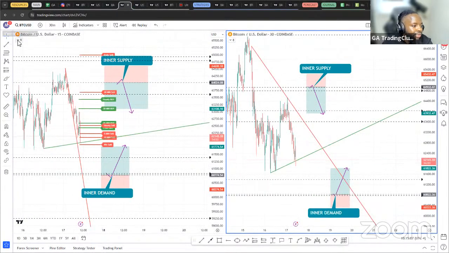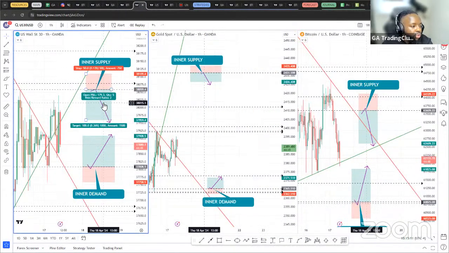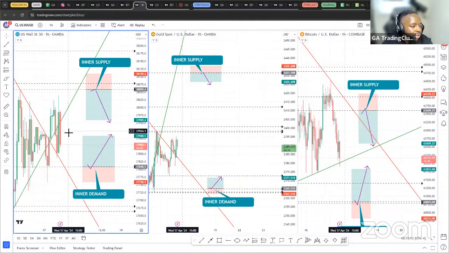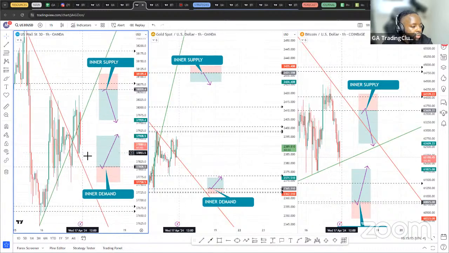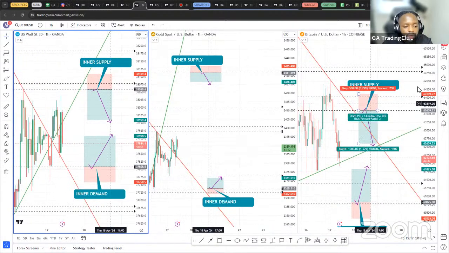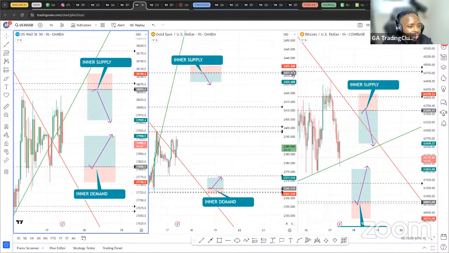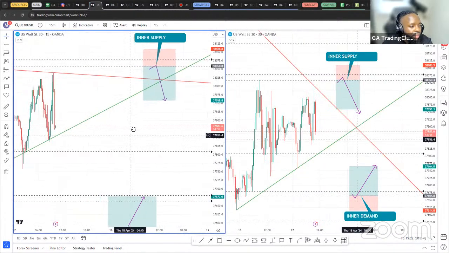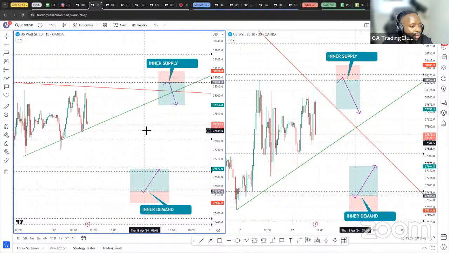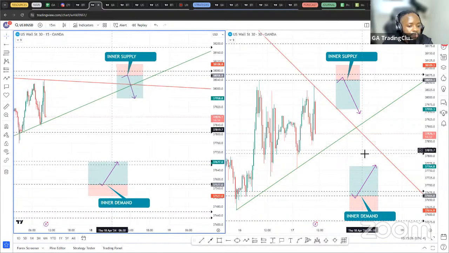BTC price is pretty far away from any of these zones, so right now there's nothing to wait for. Maybe this US 30 hourly buy, which looks good, will materialize. Other than that, let me take screenshots of this and send them in the group, and then you guys can monitor this zone.